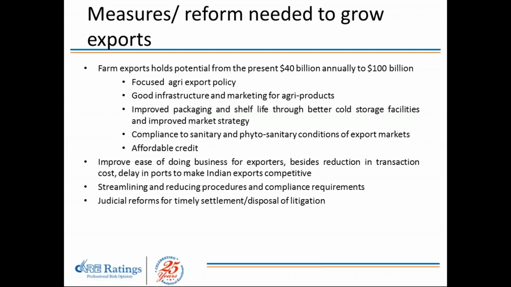Judicial reforms for timely settlement and disposal of litigation too need to be undertaken. At times, various acts and statutory requirements are interpreted differently at different locations. Hence, there is a need for a one-stop mechanism to resolve export-related problems and disputes within a time frame.